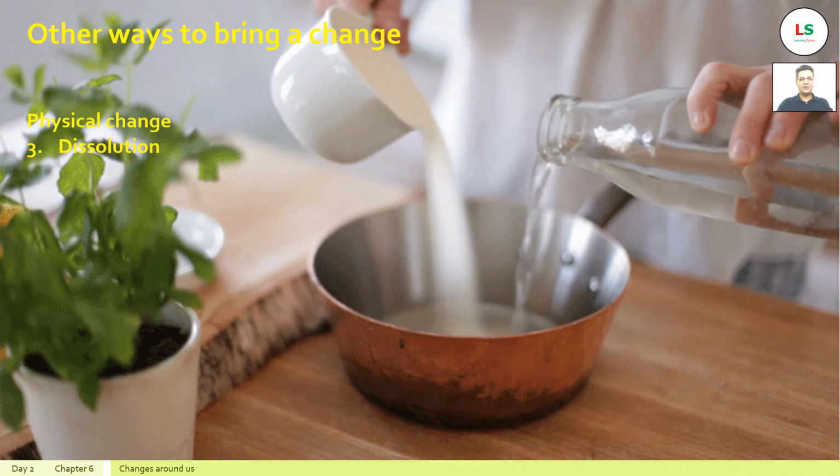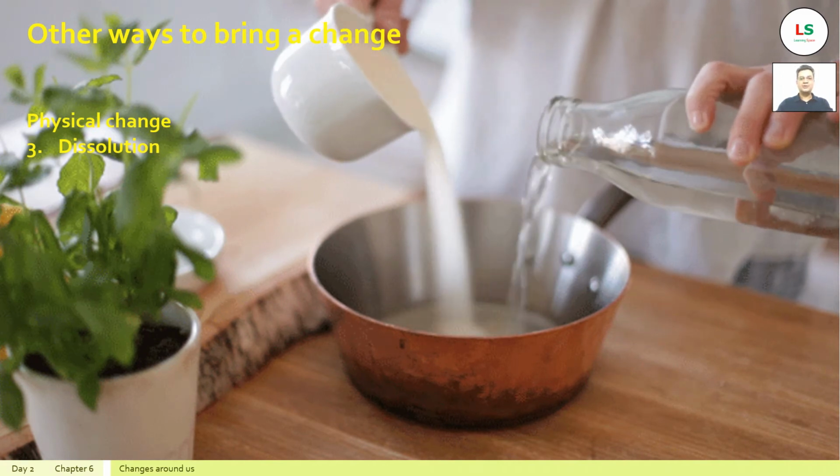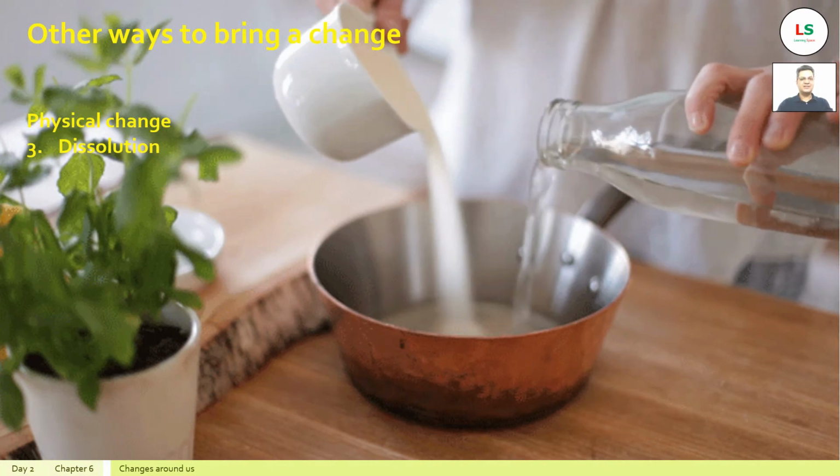Dissolution is a third way to bring physical change. If we add salt to water, it dissolves. No new substance is formed and the salt can be obtained by evaporating the water.